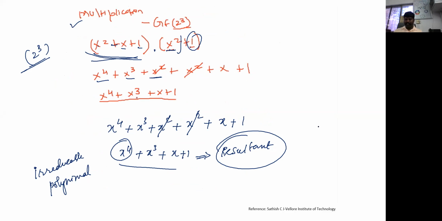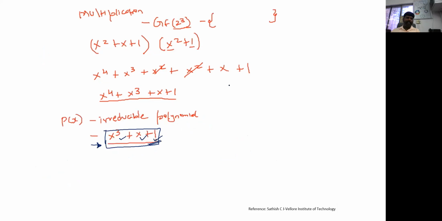Any queries regarding this explanation part? Okay, similarly, I hope this is clear, right?